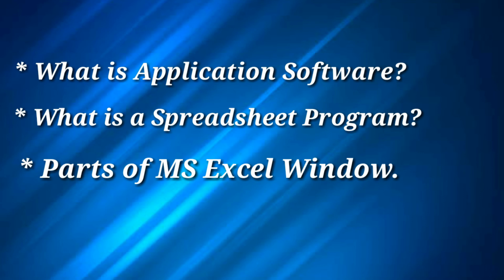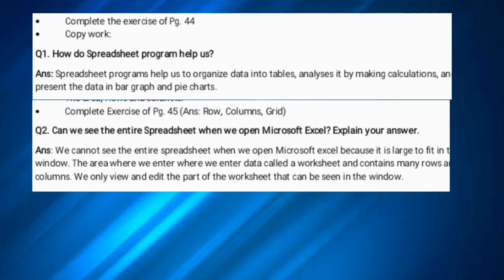If you still haven't got it clearly, then just read out page number 44 and 45 of your textbook and watch this lecture twice or thrice, and then complete the exercises, the blanks given on page number 44 and 45 in the textbook, and complete these questions in your notebook.